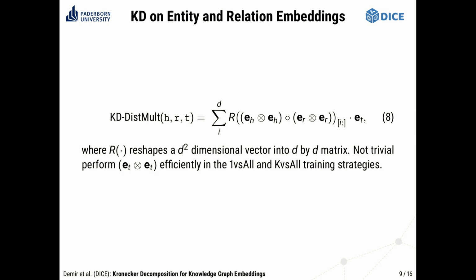Then we ask ourselves the following question: if we could do this, why wouldn't we apply this technique to the entities as well? And here we propose a second model where we apply the Kronecker product on head entity embeddings. We didn't include the Kronecker product on the tail entity embeddings because we would like to use the one versus all and k versus all training strategies, as these techniques lead to state-of-the-art link prediction performances and embedding performances in many downstream tasks.